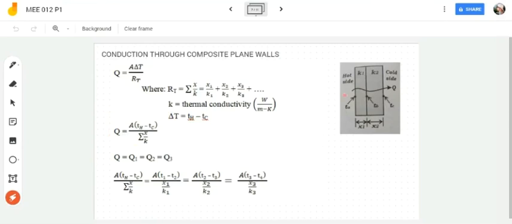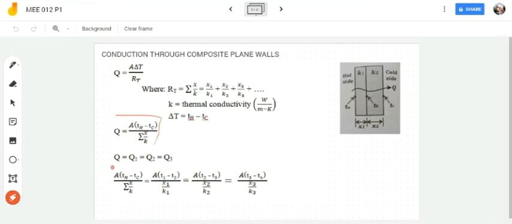Remember, the heat transfer through these two walls is equal to the heat transfer on your wall 1, and it is also equal to the heat transfer on your wall 2. So again, your heat transfer through these two walls is equal to the heat transfer on your wall 1 and also equal to the heat transfer in your wall 2. So your Q is equal to Q1, is equal to Q2, is equal to Q3. You can equate that.